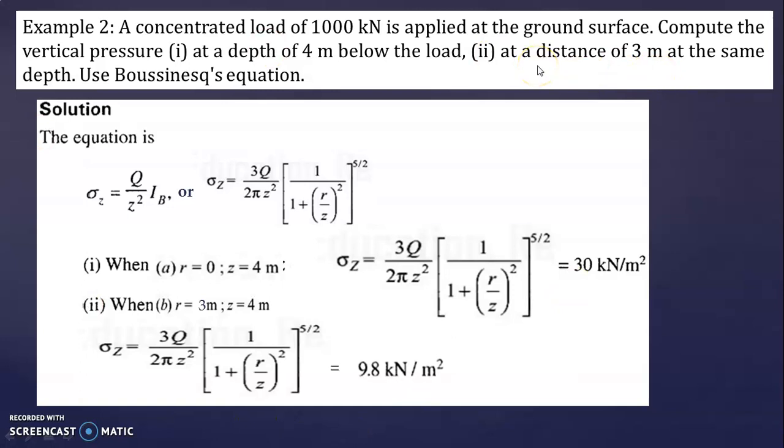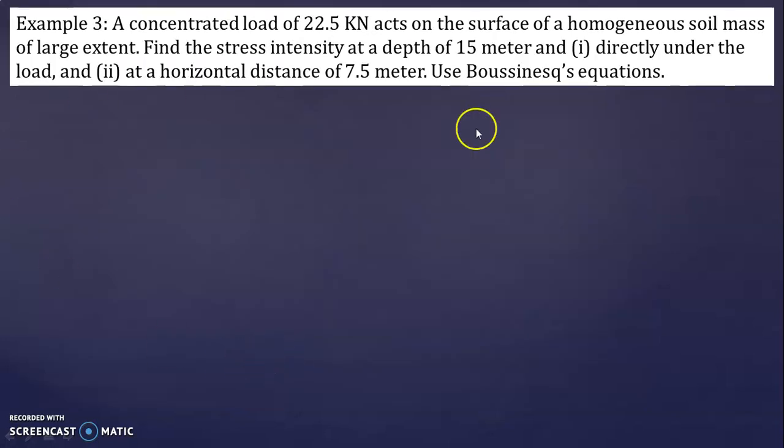Next case, at a distance of 3 meter at the same depth, so r is 3, z is equal to 4. Substitute in this equation, you get 9.8 kilonewton per meter square. Here only asked to find vertical pressure, so no need to find what is horizontal shear stress. Okay, so very simple, direct substitution, only you have to remember the formula. Okay, let us take one more example.